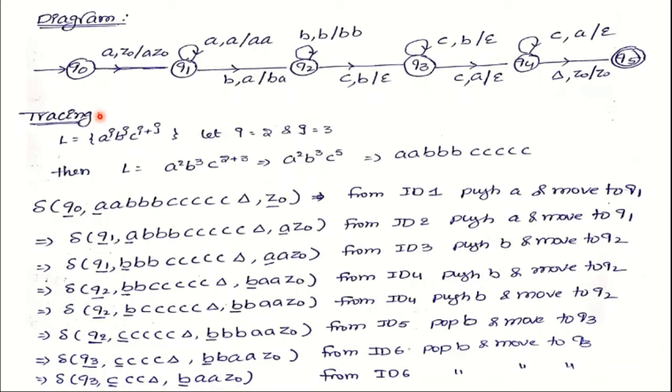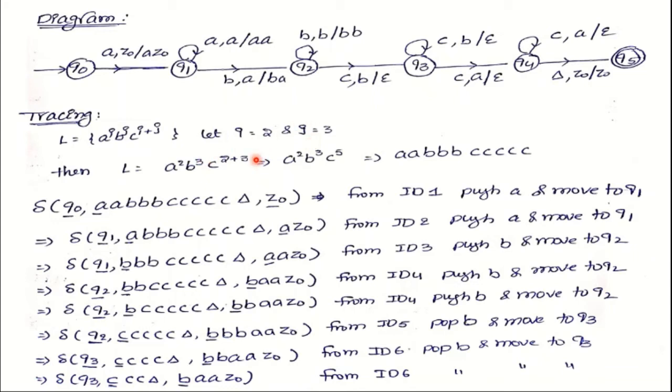Now we perform some tracing or simulation of an input string from the given language. The given language is A power I, B power J, C power I plus J. So let I equal to 2 and J equal to 3. That is our choice. You may assume I equal to 3 and J equal to 5, or otherwise I equal to 5 and J equal to 1. That is your choice or our choice.